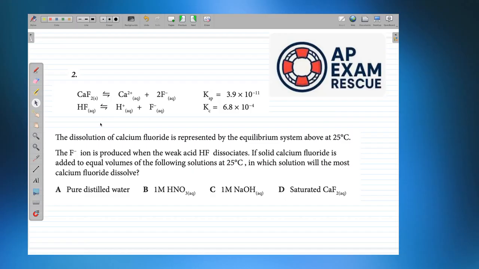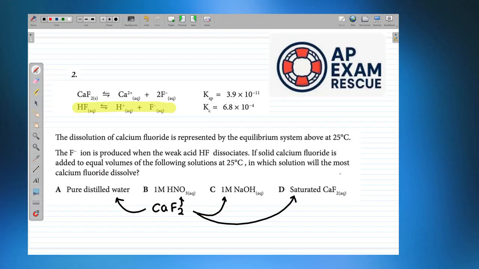So again, this is my solution. The F minus is produced when a weak acid dissociates. So this is my basic solution. If calcium fluoride is added to equal volumes of the following solutions, I'm going to add calcium fluoride to this one, and then to this one, and then to this one, and then to this one. So which solution will have the most solubility of the calcium fluoride?